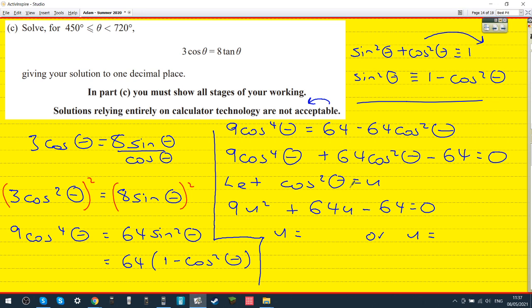So you can either be 8 over 9 or minus 8. Minus 8, okay. And then you want to square both of them. No. We want cos theta. We want theta. Well, u is cos squared theta, so we'd make them equal to cos squared theta. Yeah, so we just did that to help us solve it, and now we just swap it back to what it originally was.